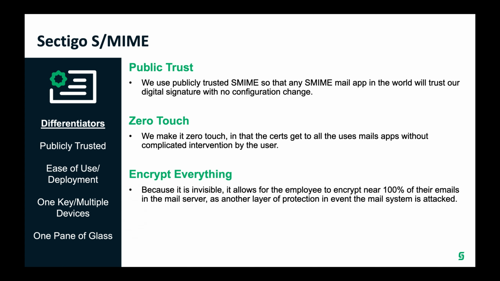Sectigo believes in encrypting everything. Because our MIME implementation is so easy to use, it becomes invisible to your daily processes. This results in a high level of adoption, meaning that nearly 100% of emails stored on your server will be encrypted. Sectigo's MIME solution is publicly trusted, easy to use, enables a single key to be used on multiple devices, and also provides complete management visibility. In other words, a single pane of glass for your administrator.